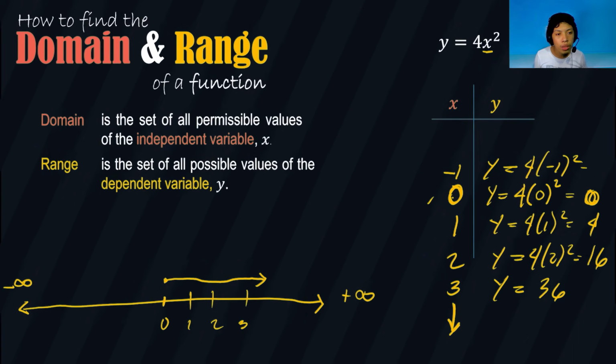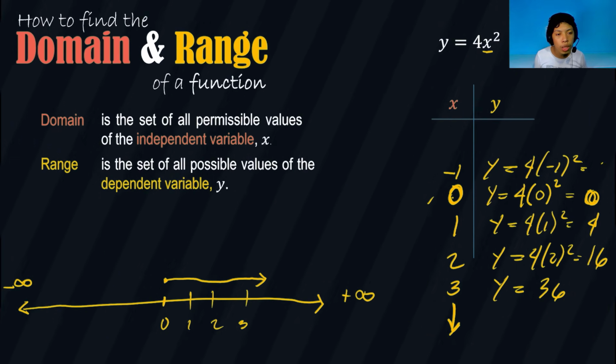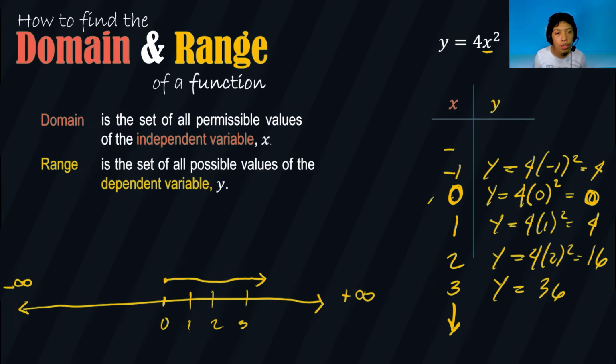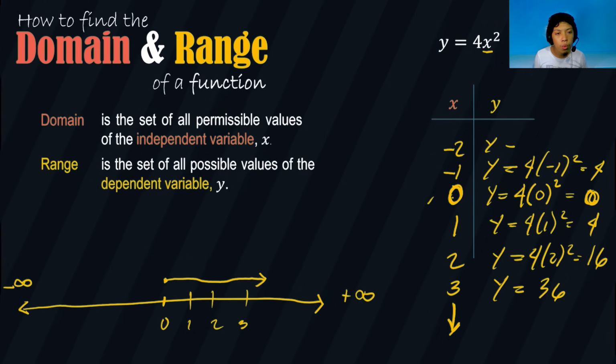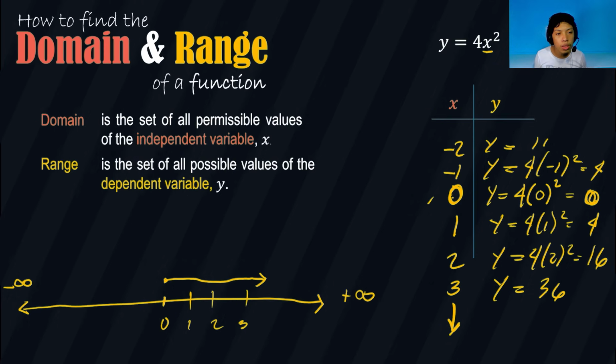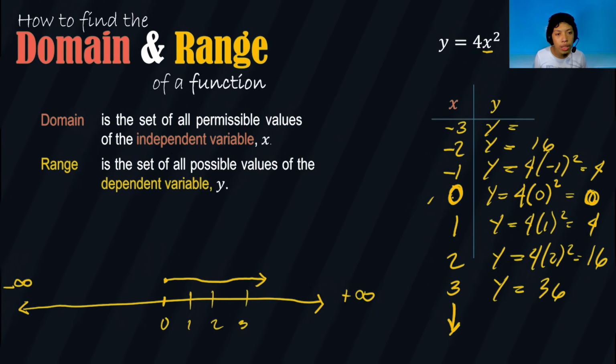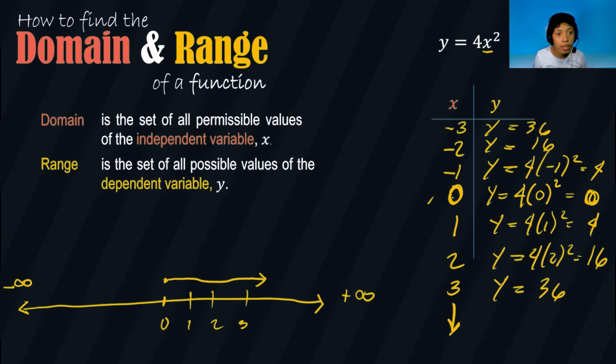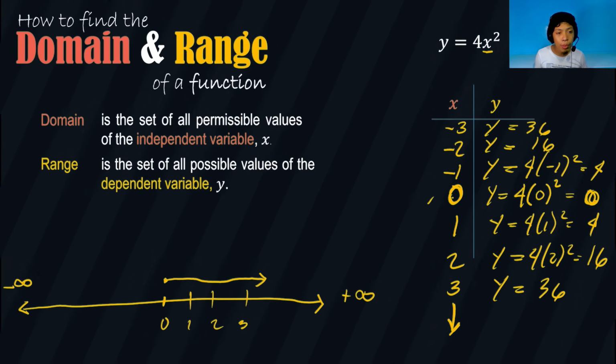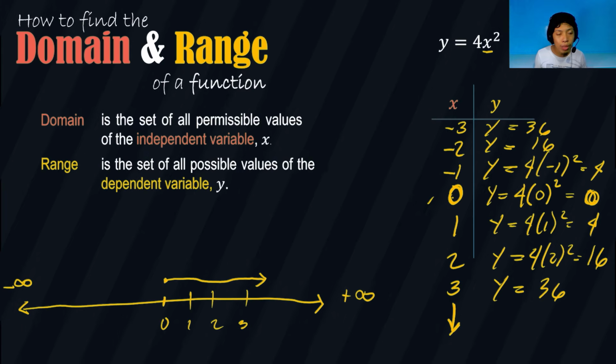Negative 1 squared is 1 times 4. This is 4. If this is negative 2, y is equal to 16, right? If this is negative 3, y is equal to 36. Can you see the pattern? Okay, this is actually symmetrical.